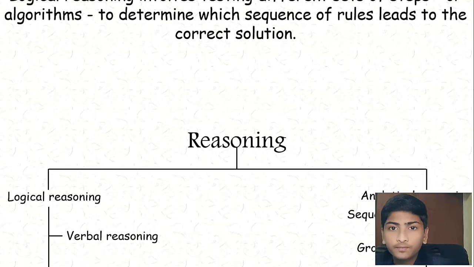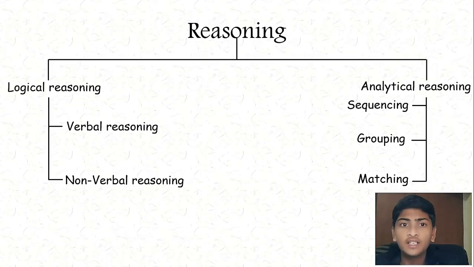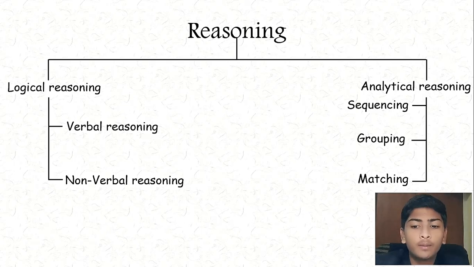Now let's discuss different parts or subparts of reasoning. There are two parts in reasoning: logical reasoning and analytical reasoning. Logical reasoning is again divided into two parts: verbal reasoning and non-verbal reasoning.